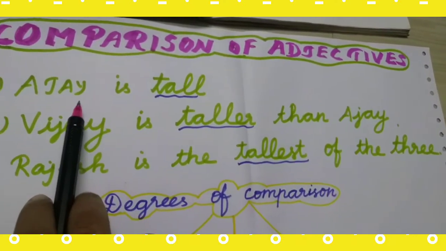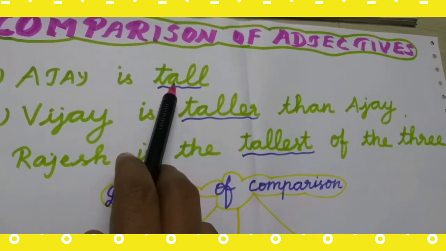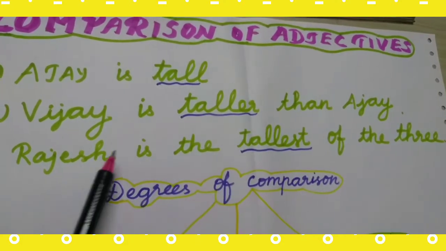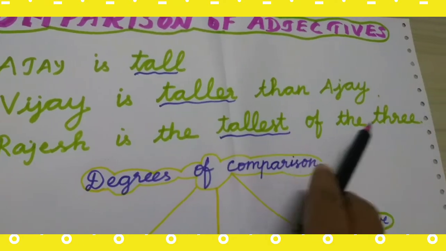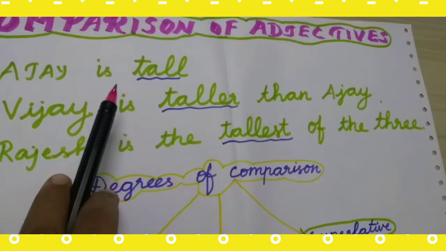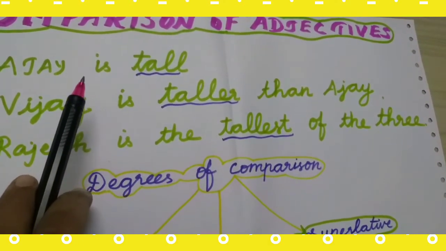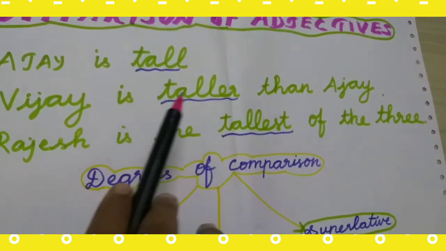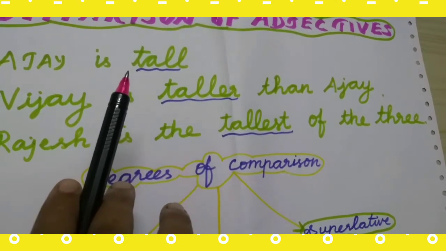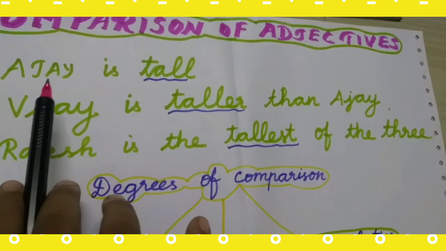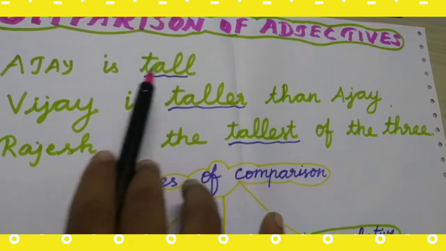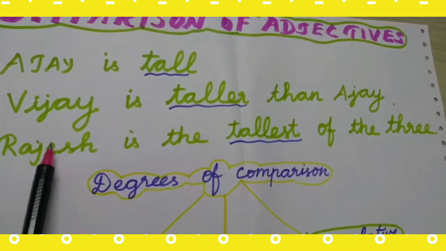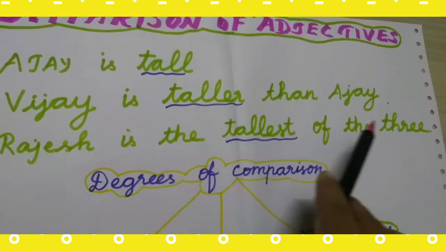All of you see here: Ajay is tall. Vijay is taller than Ajay. Rajesh is the tallest of the three. How do we show the difference among the three when we speak or write about them? We compare. Ajay is tall. Vijay is taller than Ajay. And Rajesh is the tallest of the three.